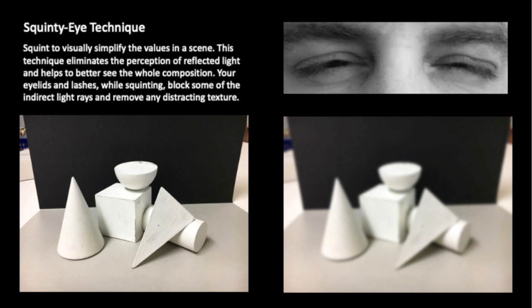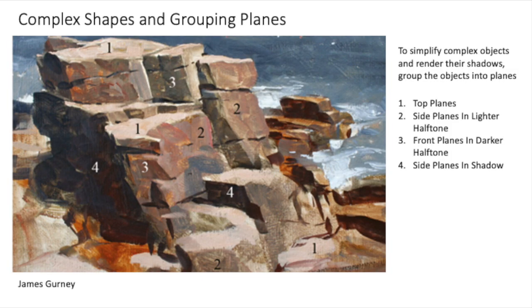You can also simplify things further by grouping planes. For example, to simplify something as complex as the rocks along a shoreline, as seen in this painting by James Gurney, it helps you to organize groups of planes that are roughly parallel. The rocks seem to break along four definite fracture planes: top planes, side planes in lighter halftone, front planes in darker halftone, and then planes in shadow.